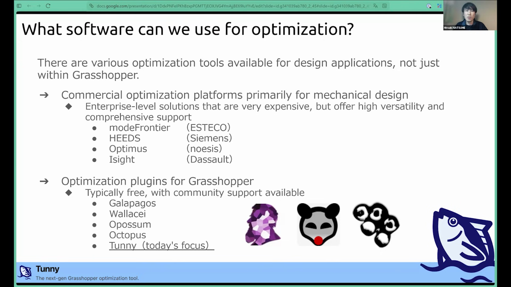As you can see from the various logos displayed in this slide, each of these tools has its own unique approach and strengths, but Tunny represents the latest development in making optimization more accessible and powerful for Grasshopper users.